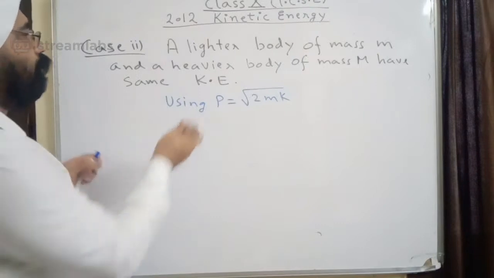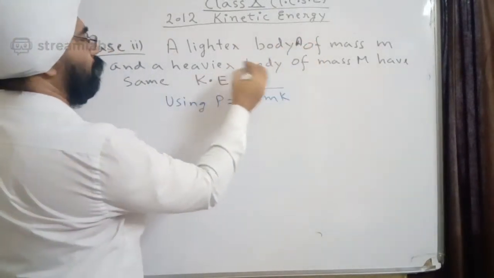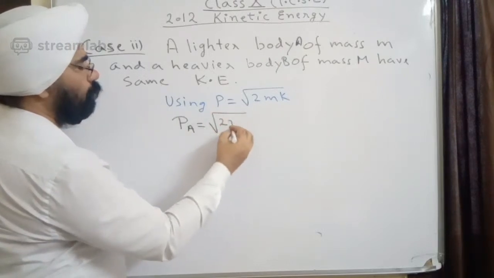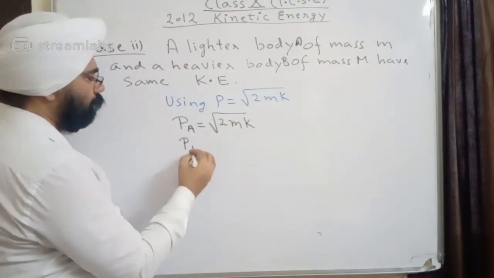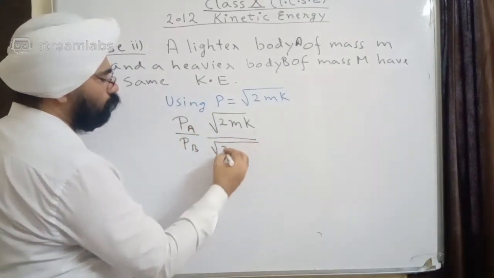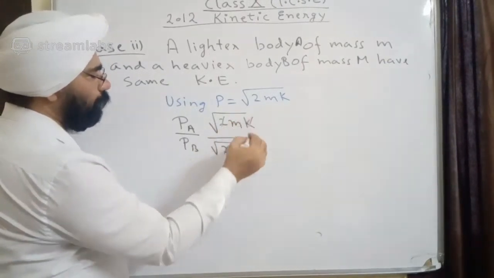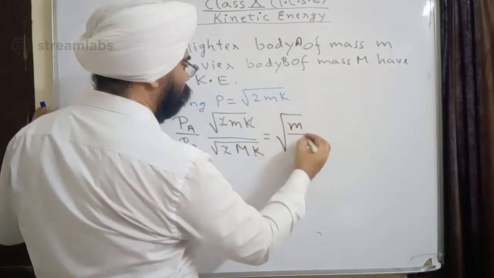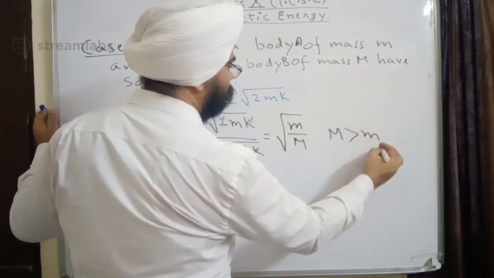Okay, so the first body, we say lighter body, we name it A, and the heavier body, we name it B. So this becomes under root 2mK, and the kinetic energy is the same. And the second one, PB, becomes under root 2 capital M K. We take the ratio of the two directly. Under root 2 cancels, K cancels, which means we are left with under root m by capital M. We know that this capital M is greater than the smaller m.